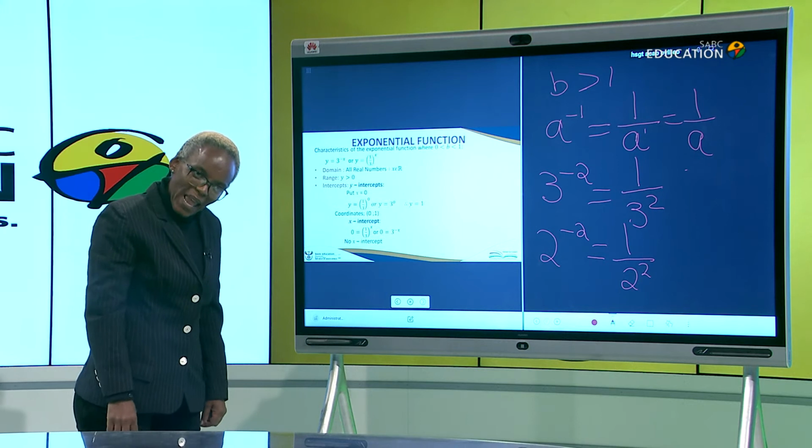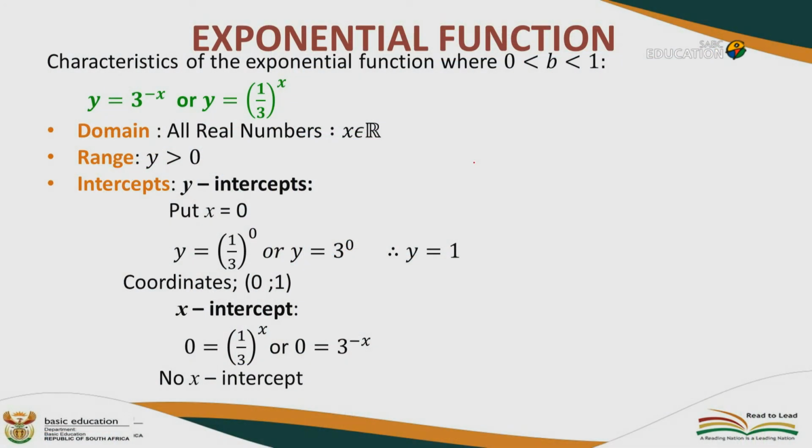Now, still again, remember the important things are our characteristics. How does the graph behave? How does it behave looking at those characteristics? Now here, we are looking at the second case. Remember, very important, our second case is b is greater than 0 and b is less than 1. Y is equal to 3 to the exponent minus x, or y is equal to 1 over 3 exponent x. That is the function that we are looking at.